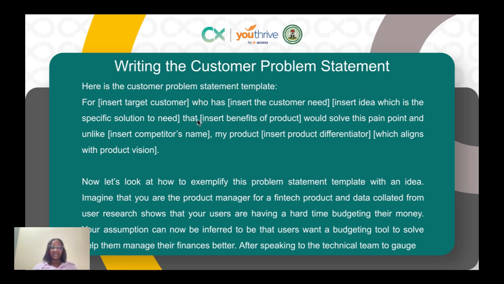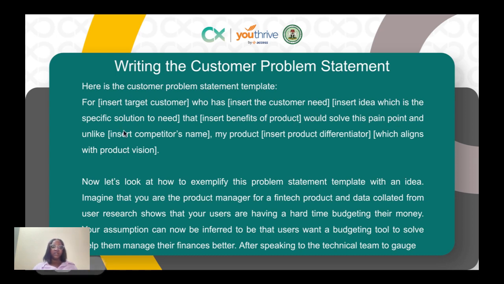So you insert the benefits of your products, and then how would your product solve your customers' pain points in a way that is different from your competitors. So here you say that would, when you've inserted the benefits of your products, that would solve these pain points.